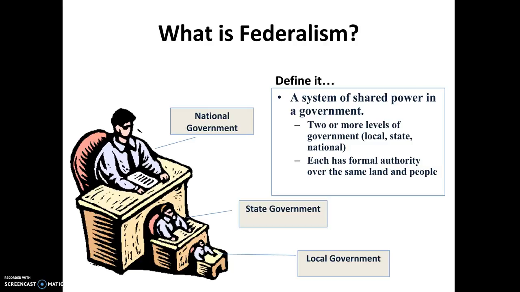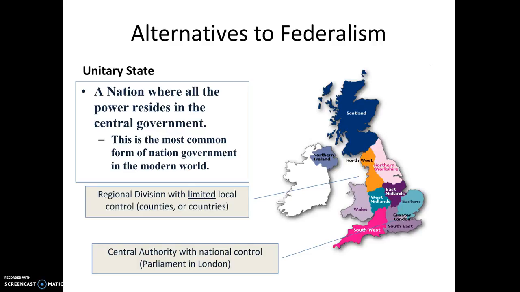There are two alternatives to federalism that other countries use. I want to make sure you understand those to give you a better sense of what makes federalism unique. The first alternative to federalism is called a unitary system. The unitary system is a system where the entire territory and all the people who live there are controlled by a government that is located in one place. So you have a central authority, one governing place or one governing body.